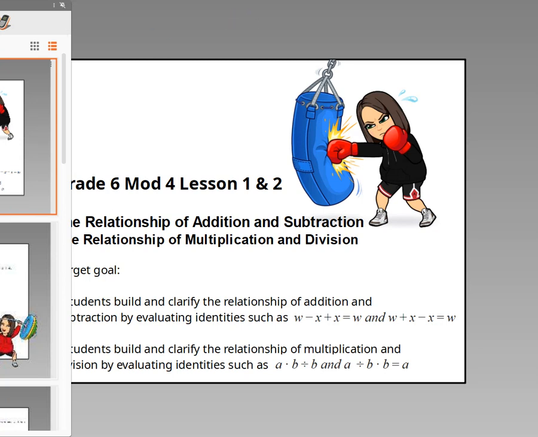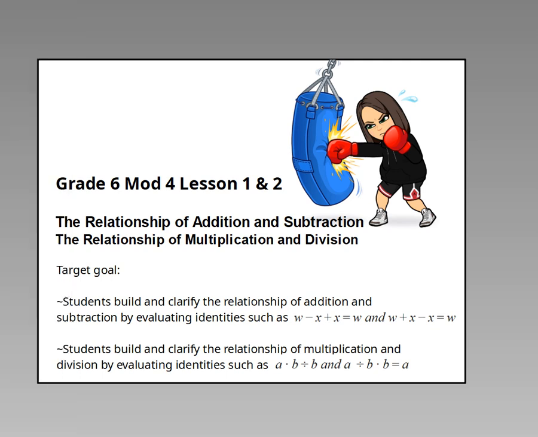Morning, sixth graders. Today, as we take a look at lesson 1 and 2 of module 4, the goals are really pretty simple. We're going to build and clarify relationships of adding and subtracting by evaluating identities. And we're going to do the same thing with both multiplication and division as with adding and subtracting. So we're going to notice things like minus x plus x, minus x, times a b divided by b, and divided by b times a b. Okay, we're going to make that connection.